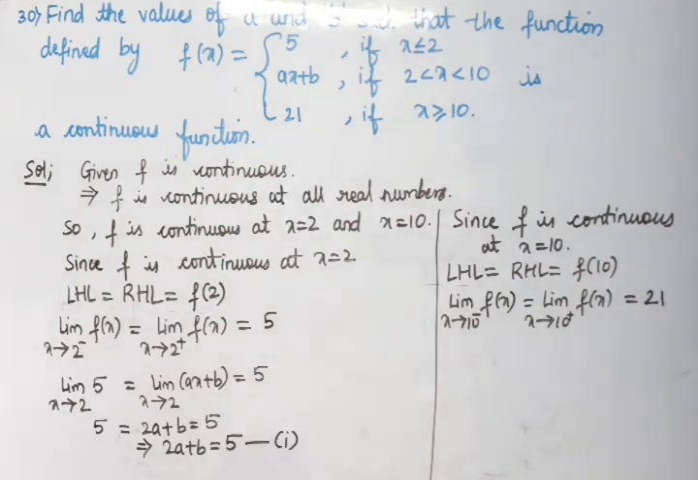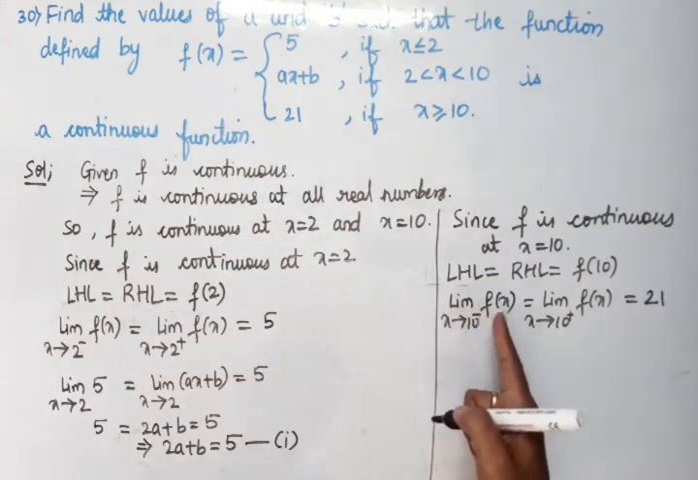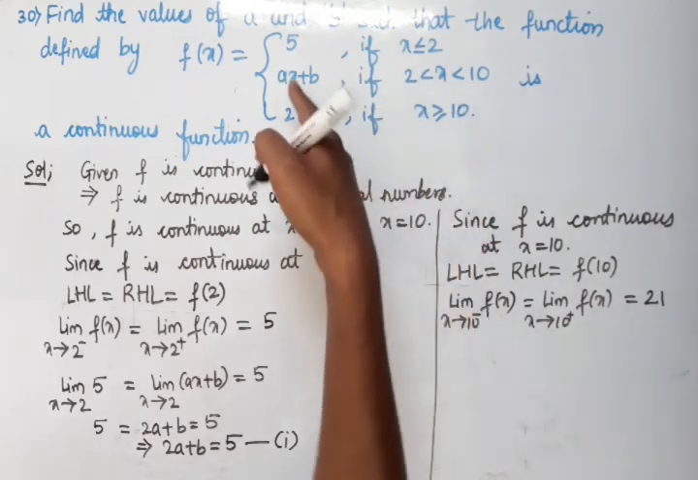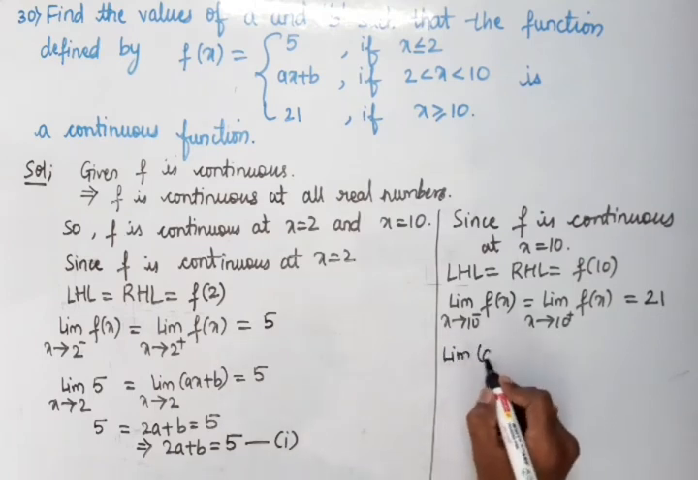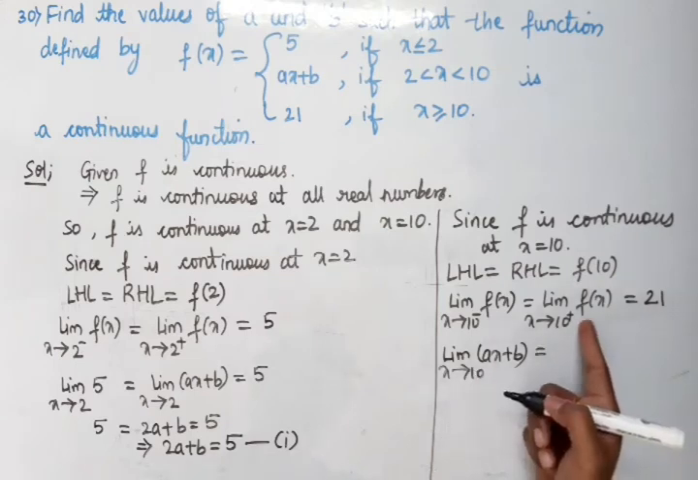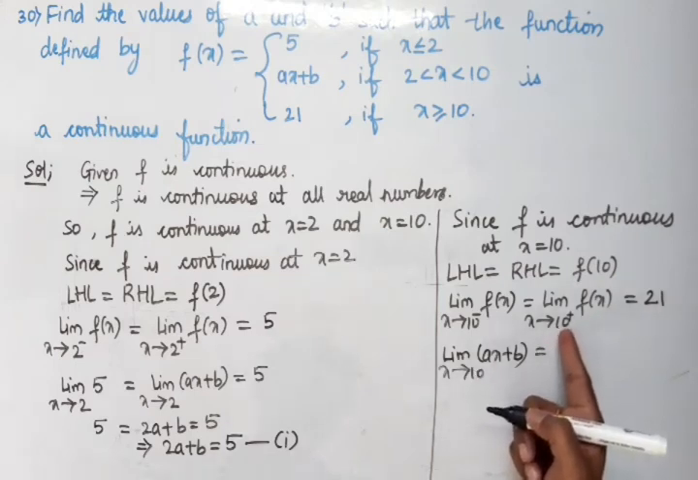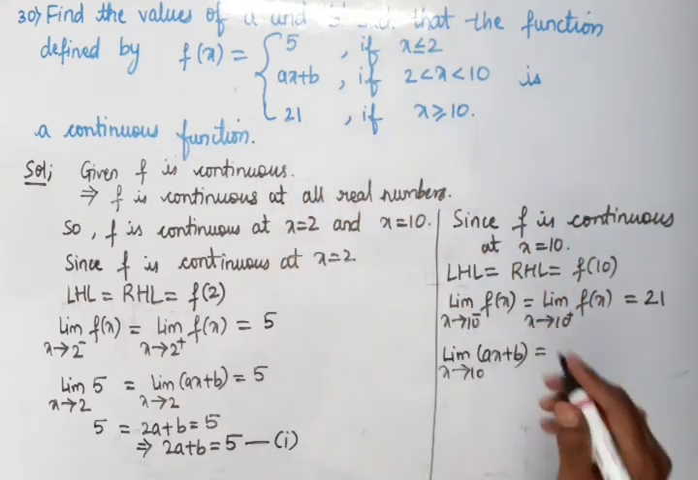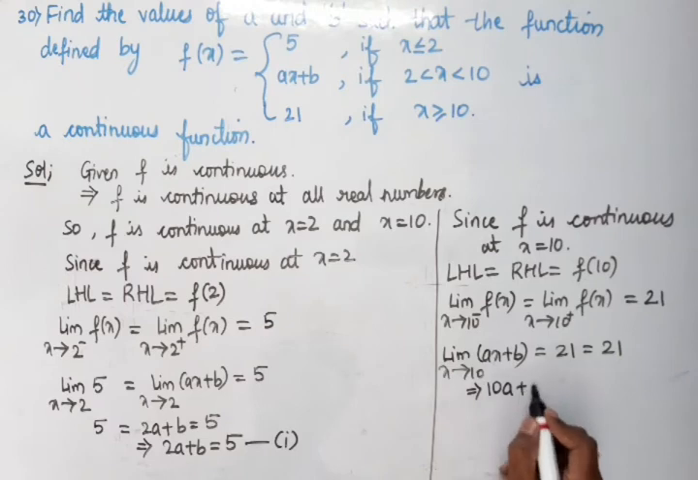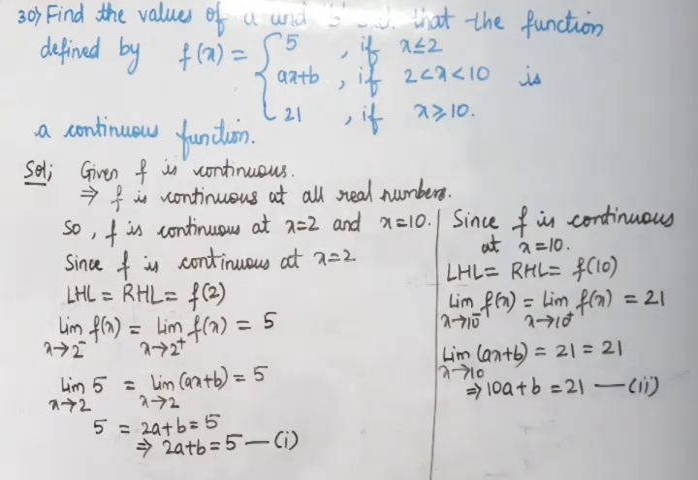You will have 21. Next, LHL: limit of the function f of x as x tends to 10 minus. 10 minus means less than 10 branch, which is the second branch. Here you have ax plus b as x tends to 10, is equal to the limit of f of x as x tends to 10 plus, the greater than 10 branch. Here you have 21, is equal to 21. Solving the limit, you will have 10a plus b is equal to 21. Take this as equation number 2.